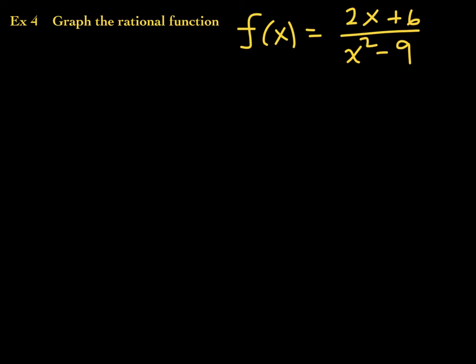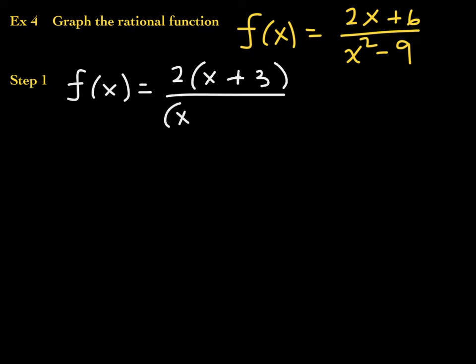f of x is equal to 2x plus 6 over x squared minus 9. All right, step number 1, let's factor. So the numerator can be factored by factoring out the GCF, which is 2. And then the denominator is a difference of 2 squares. So it factors as x plus 3 times x minus 3. Now you can see that you do have a common factor. You should divide those out.